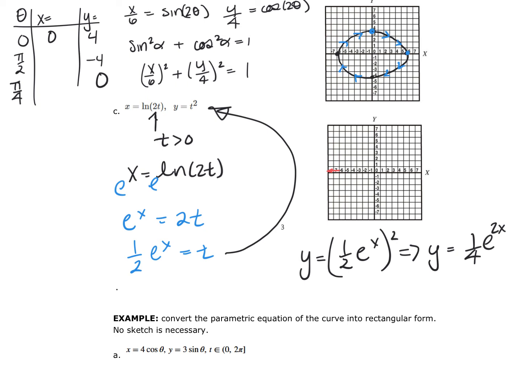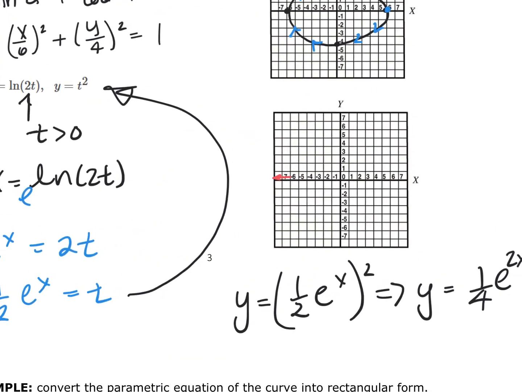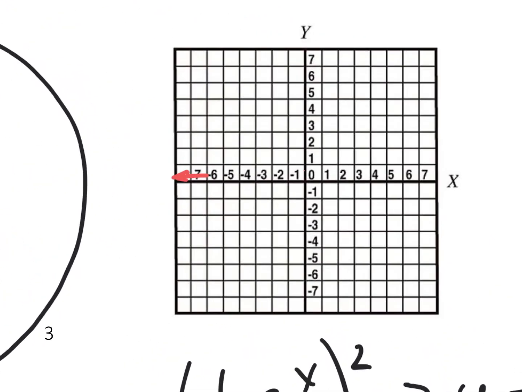Now the graph of 1/4 e to the 2x, well, I'm going to squeeze in my graph here. It's actually going to cross right here at 1/4. Now that's not drawn to scale because it's really, really small to see.